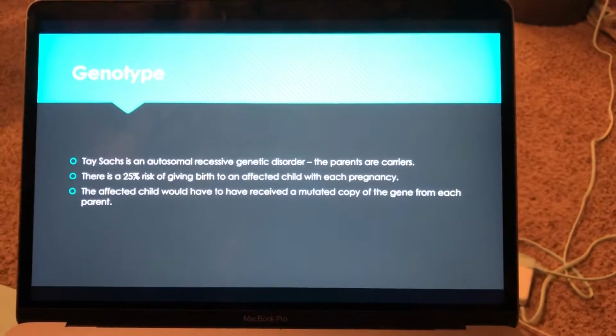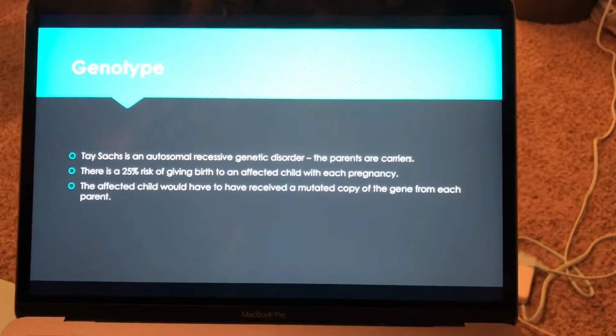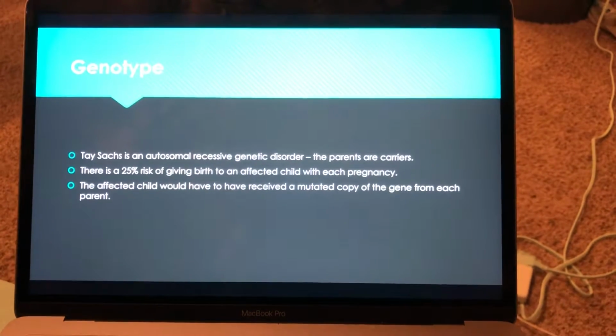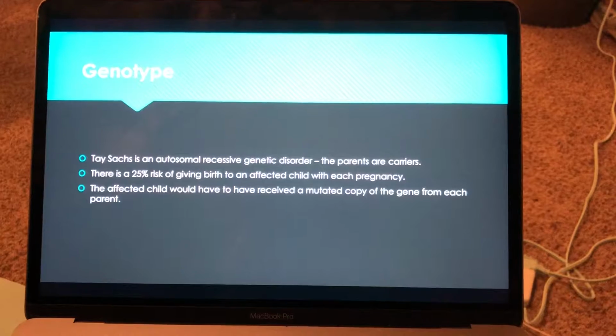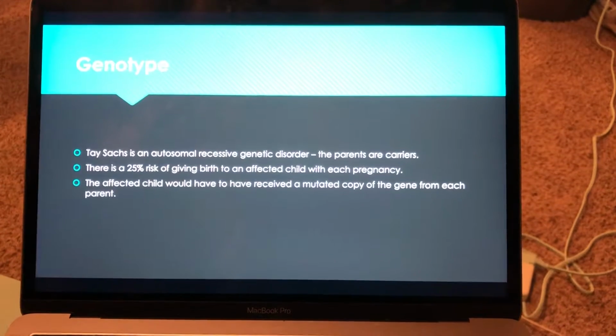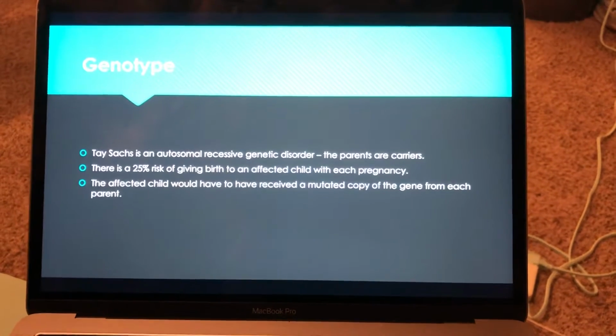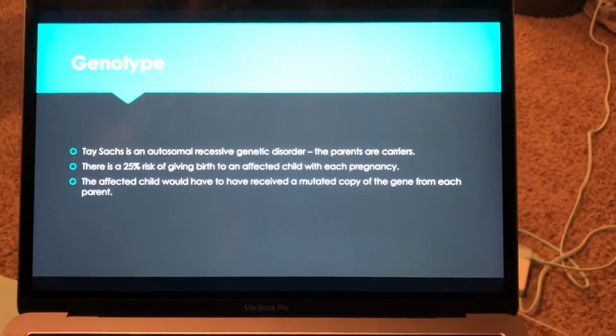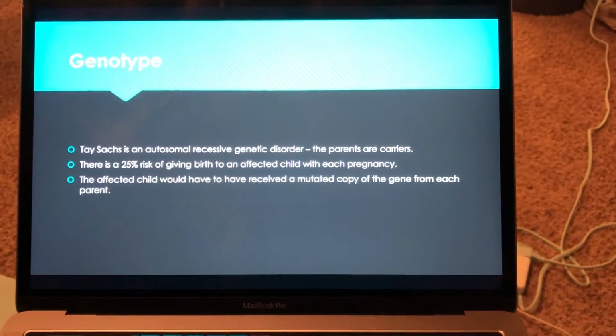The genotype of Tay-Sachs: it is an autosomal recessive genetic disorder. The parents are carriers. There is a 25% risk of giving birth to an affected child with each pregnancy. The affected child would have to have received a mutated copy of the gene from each parent.